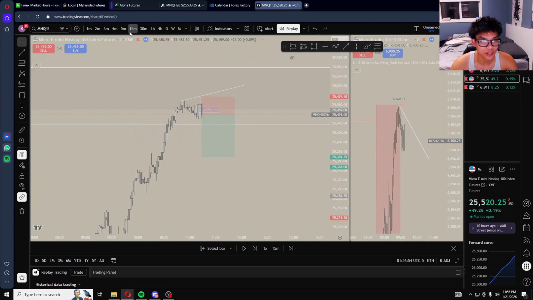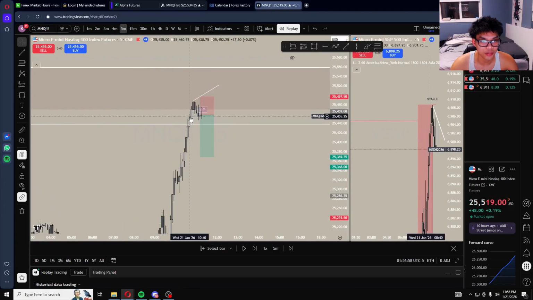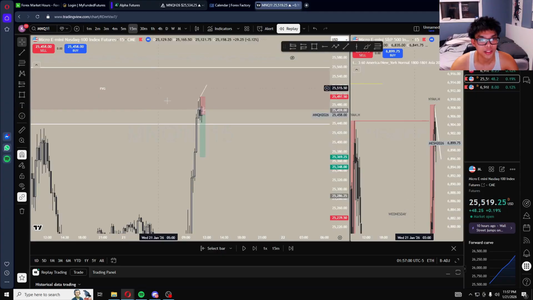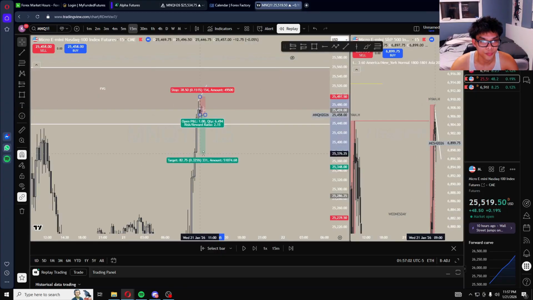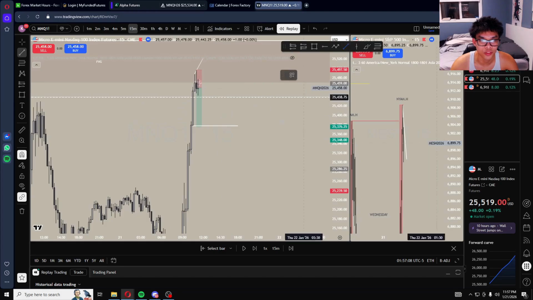So what was I targeting? I was mainly gonna target a 5 minute, but look at this, there's so much gap. So I just wanted to filter. My first TP was here, and if I see displacement even going lower, we can go to this 15.